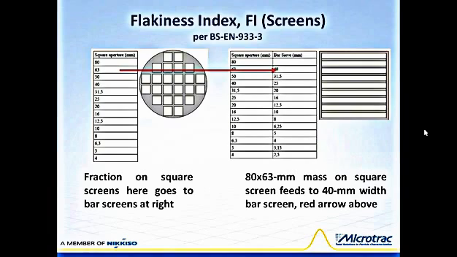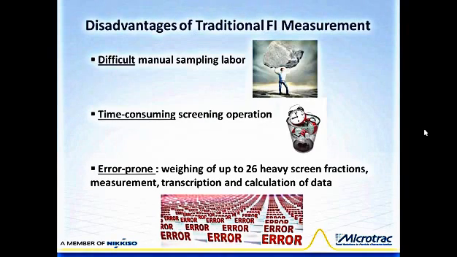For the Indian standard, flakiness index is measured manually on a handheld slotted gauge for length and thickness measurements. Disadvantages of traditional flakiness index measurement: difficult manual sampling labor, time-consuming screening operations, and error-prone weighing up to 26 heavy screen fractions, measurement, transcription, and calculation of data.